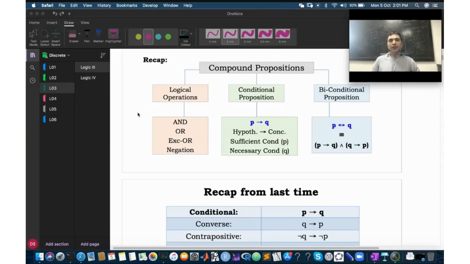We talked about using logical operators like and, or, exclusive or, and negation to construct slightly more complex propositions from simple propositions. Then we talked about conditional propositions, which were in the form of if P, then Q, and then we saw when these conditional propositions are true. If we know P is true and Q is true, then it's true. So we saw the four cases. We talked about biconditional propositions.